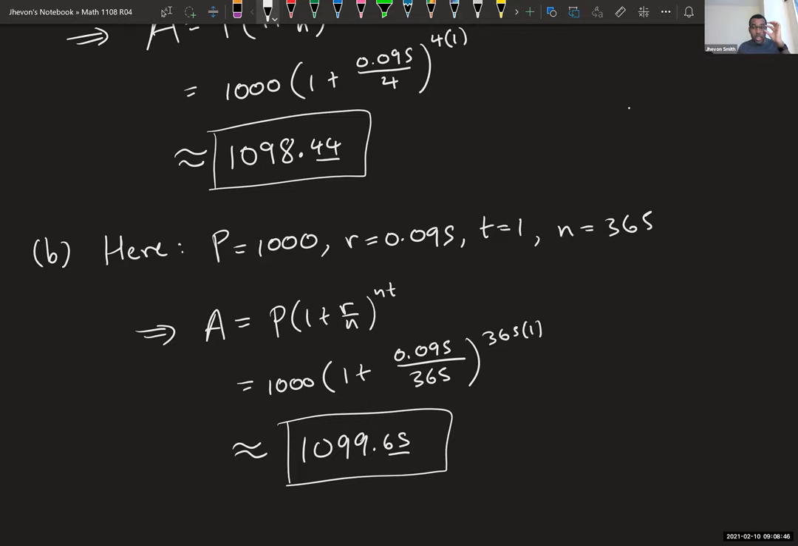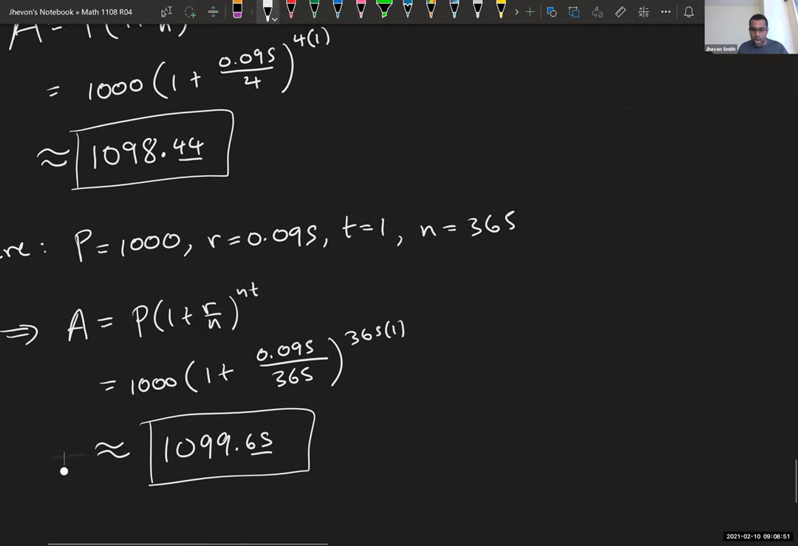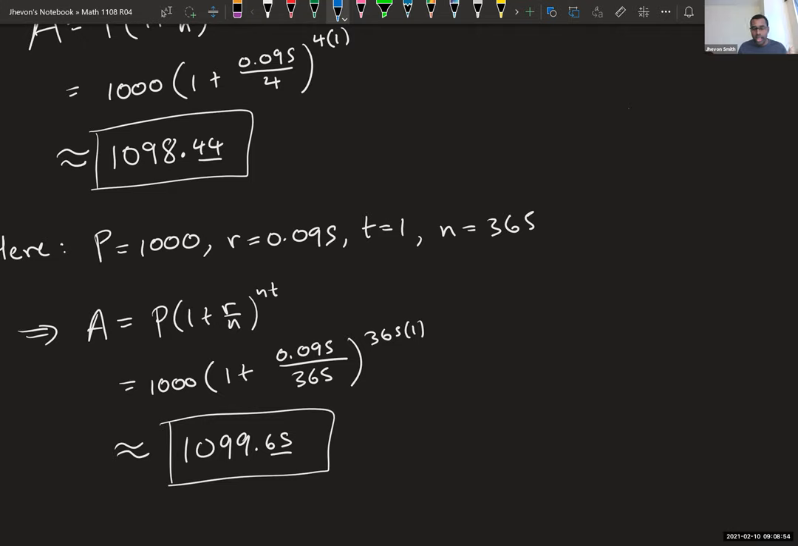So if you got something else, you should make sure that you have the parentheses in the right place and you're typing it out the right way. Depending on the calculator, you'd probably want to go 1,000, multiplication sign, open parentheses, 1 plus, open parentheses again, 0.1095, division sign, 365, close parentheses, caret, open parentheses, 365 multiplication sign 1, or you just put 365 if it's multiplying by 1, and then you enter, right?